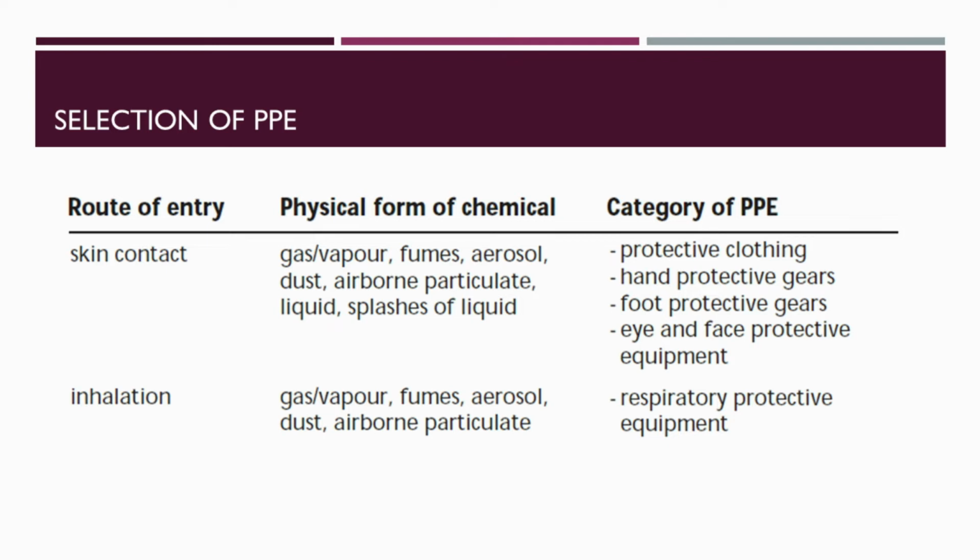If the route of entry is inhalation, then the physical form of chemical may be gas or vapor, fumes, aerosol, dust, airborne particulate, and the PPE required is respiratory protective equipment. Having decided on the category, the configuration and material of the suitable PPE should be selected according to the risk that may be encountered and the level of protection required.